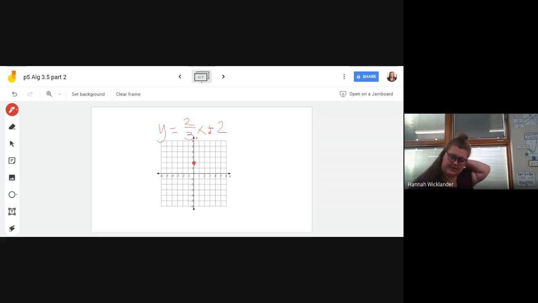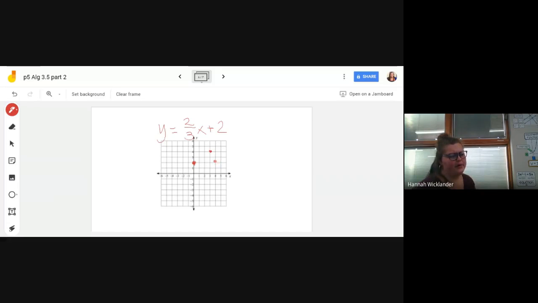Next, I'm going to come to my slope to figure out where to plot my next point. So my slope is 2/3, or 2 over 3. So that means I'm going to rise 2 and run 3. So up 2 over 3. So from my point, I'm going to go up 2, 1, 2, and over 3, 1, 2, 3. Plot my point.